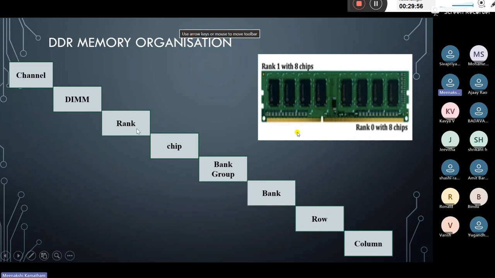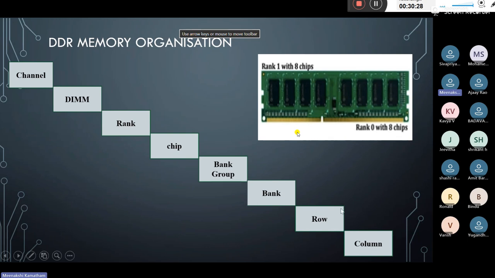After rank selection, we need to select the chip, which chip I need to perform the operation with. After the chip, we need to select the bank group. In chips we have 4 bank groups. After bank group selection, we need to select the bank, for which bank we need to do the operation. After that, we need to select the row. After the row, we need to select the column.